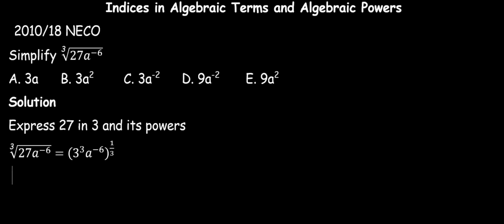Now remember, in indices, we can bring in the powers to work with the ones inside. The power 1 over 3 that is outside multiplies with the ones inside. That will give us 3 raised to power 3 over 3, and a raised to power minus 6 over 3. And 3 raised to power 3 over 3 will give us 3 raised to power 1. We do not show the 1 there, so we just write 3 down. But a raised to power minus 6 over 3 will become a raised to power minus 2. And that is our solution.